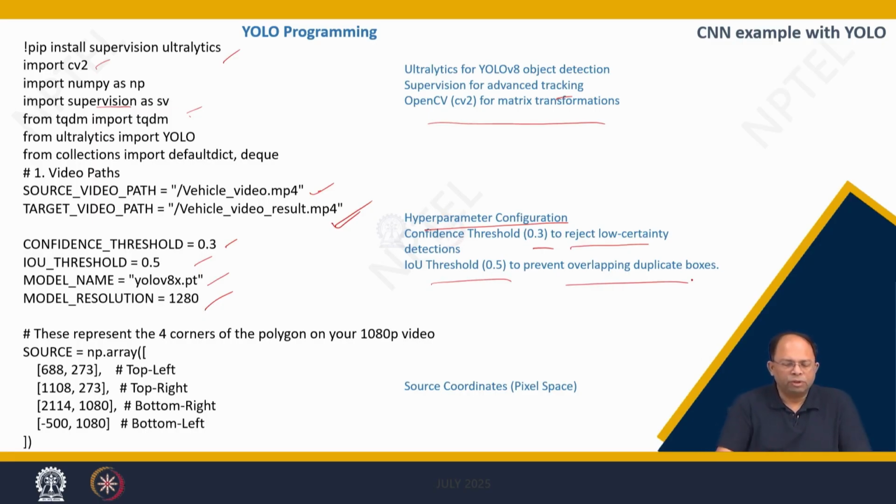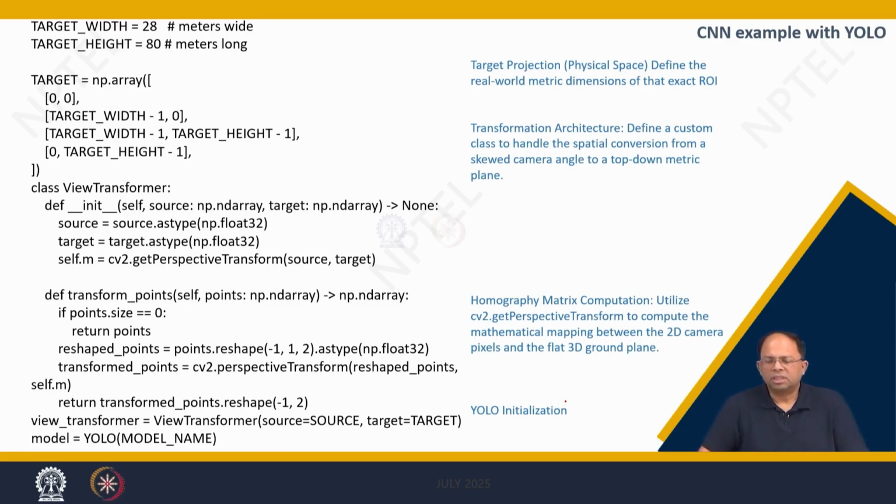And finally, we have to determine the four corners of the polygon on the video. Because the video is a raw file, we have to tell exactly from which portion of the video we will extract the features. So that is what is being done over here, with the coordinates given based on pixel values. Then for the target projection, the physical space, we define the real-world metric dimensions for the exact area we are going to work on. That is given over here.